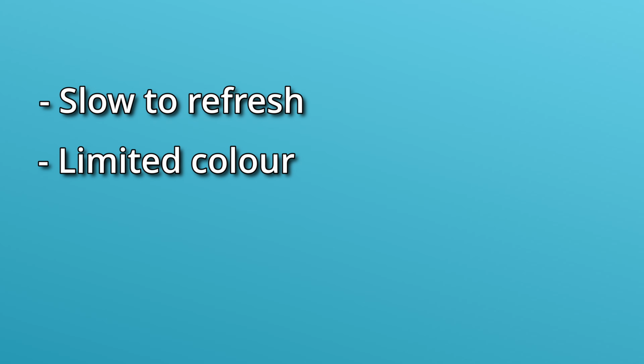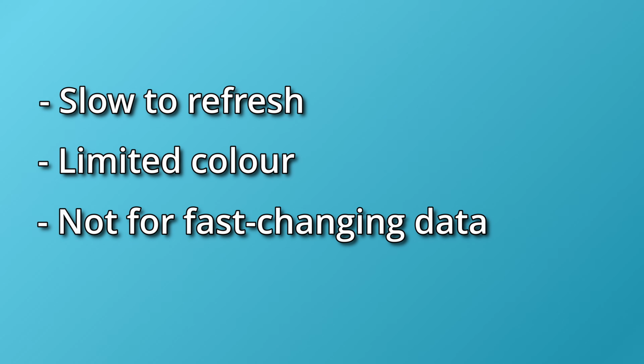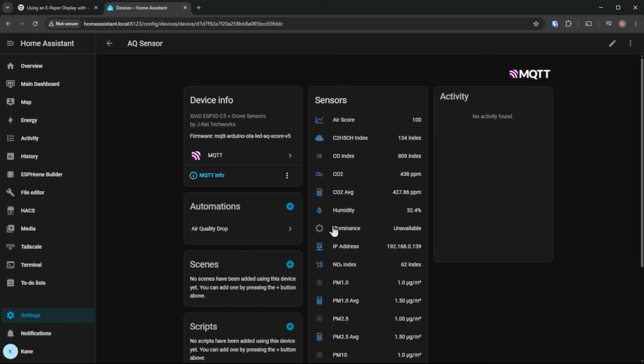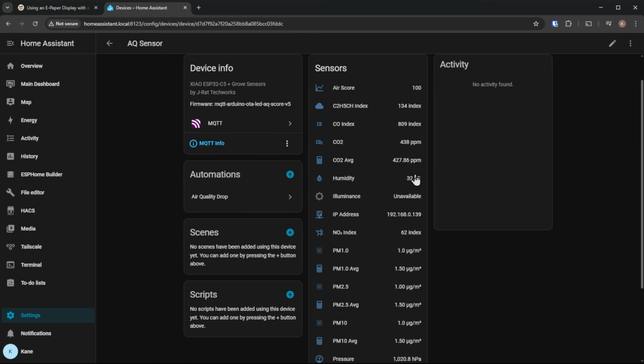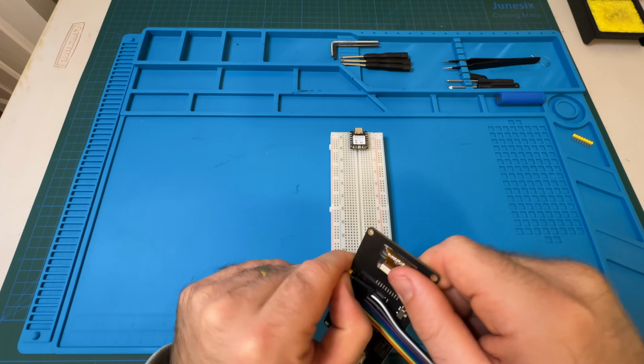But there are some trade-offs. They refresh slowly, they are usually black and white or limited color, and they are not great for fast animations or constantly changing values. So for something like air quality data, where the readings only need to update every 30 seconds, 60 seconds, or even every few minutes, they make a lot of sense.